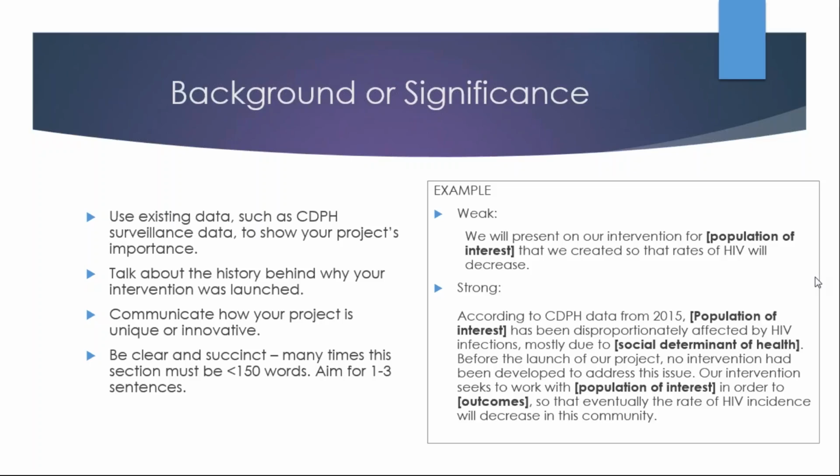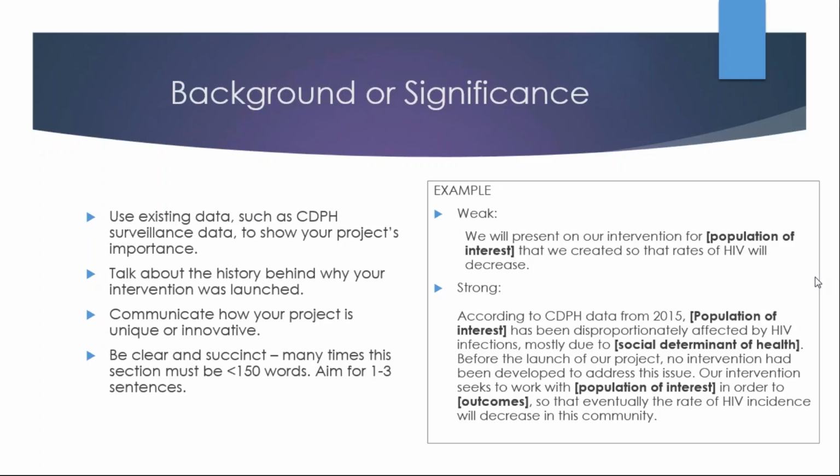So a weak example would be, "We will present our intervention for this population that we created so that rates of HIV will decrease." So we are telling a story, but it's not a very specific story, and it wouldn't really help a reviewer know about what we wanted to present.